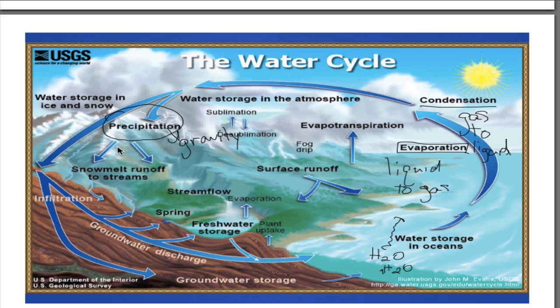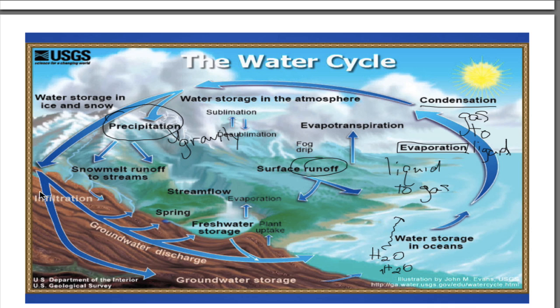Now that precipitation, once it hits the ground, has a lot of different options. It can either hit the surface and run off. That's another process that you guys are going to need to remember, runoff. Runoff is just where water hits the ground, doesn't go into the ground, and just travels along the surface. It can go into rivers or lakes or back into the ocean.